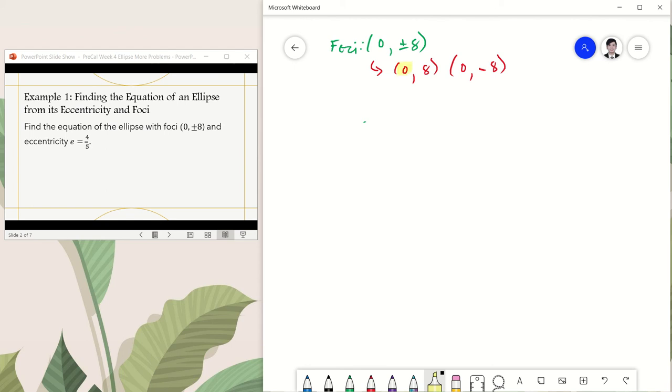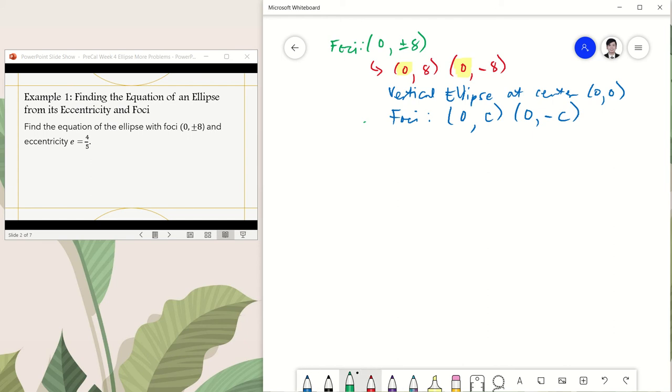And if you notice, our x-coordinate is 0, and automatically our ellipse is vertical, wherein its center is at (0, 0). So that is the condition of our vertical ellipse: center at (0, 0). Its foci are (0, c) and (0, -c).